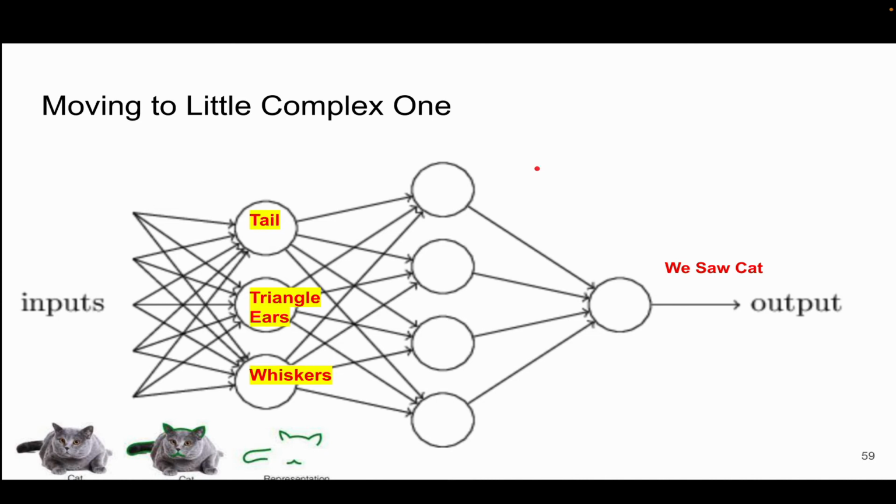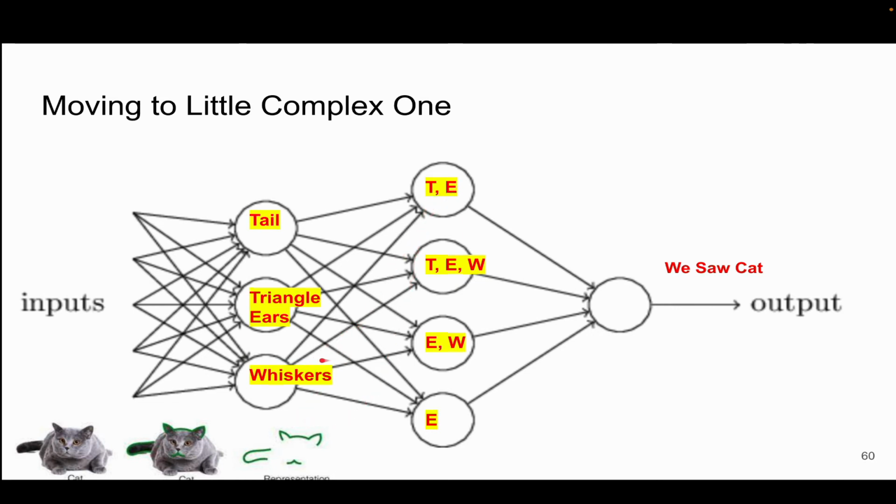So in that model, the input is the complete cat image. Then all the features combine to create tail, triangle ears, and whiskers, these three things. And at this point, we add tail, triangle ears, and whiskers with different levels of weight to create one new feature, right? Then all these features are combined to provide us the output of whether we saw a cat or not. So the input was the full cat image, then we extracted the features as tail, triangle ears, and whiskers, and then we combined those features.